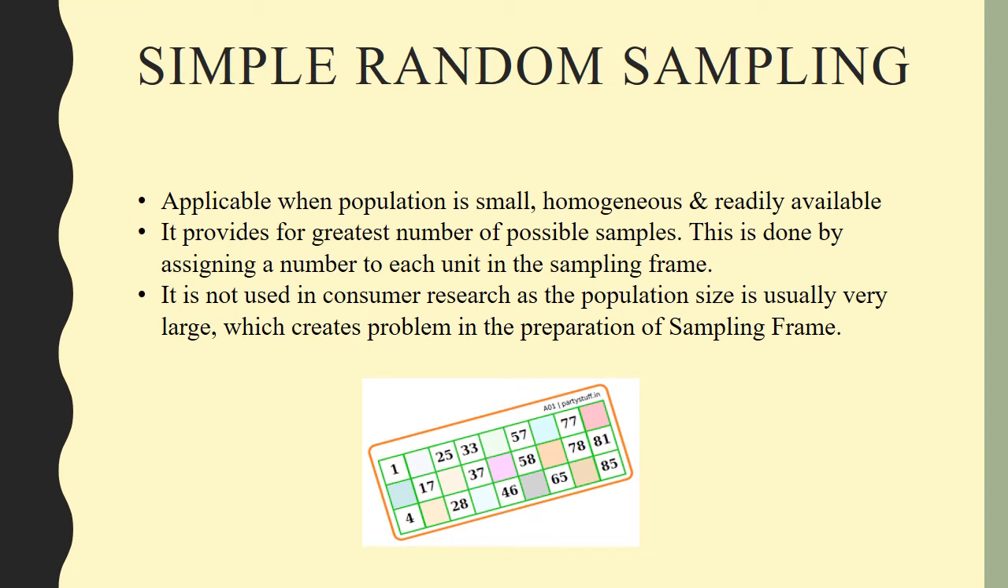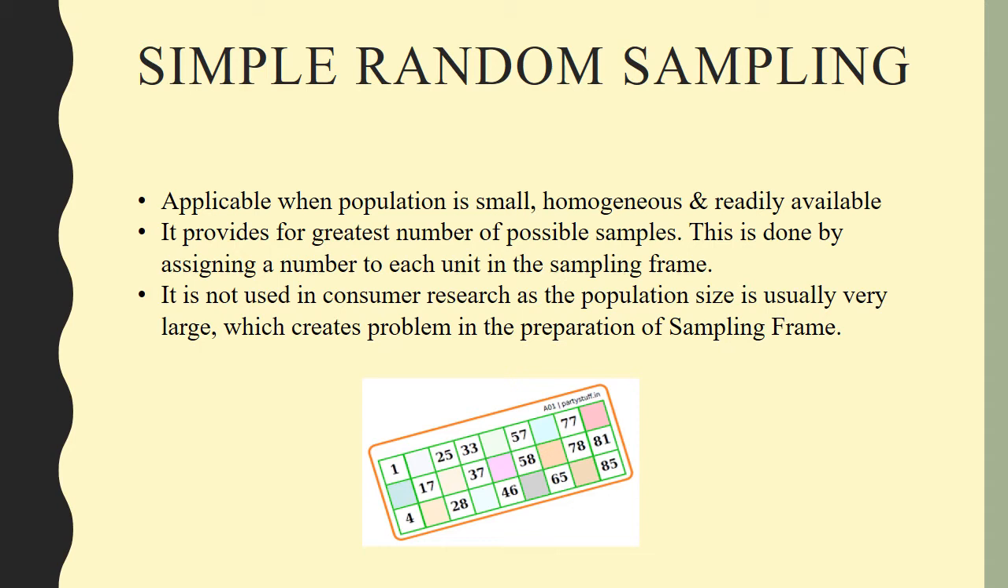Coming to our first type of probability sampling, simple random sampling. Simple random sampling is simply picking randomly from the available sample with you. That is, you are choosing the sample randomly from the population. It is applicable when the population is small, homogeneous, and readily available. Wherever the population is very small, simple random sampling can be implemented. All subsets of the frame are given an equal probability.